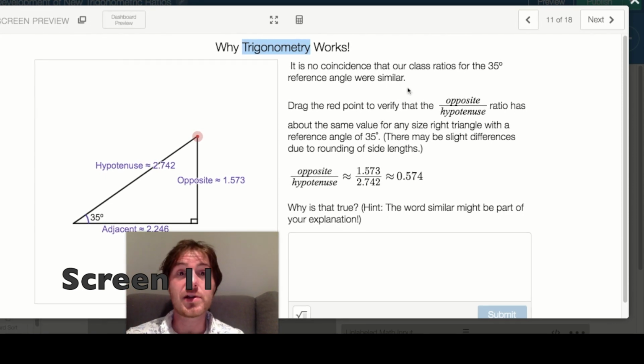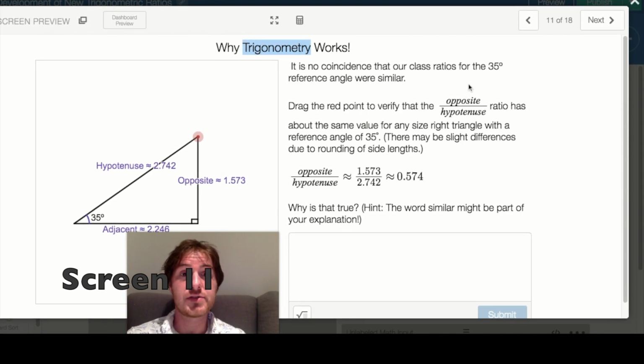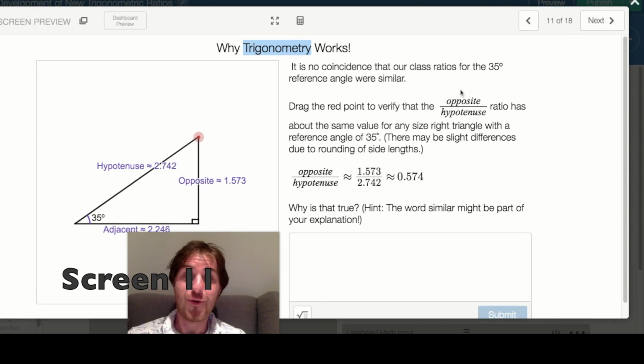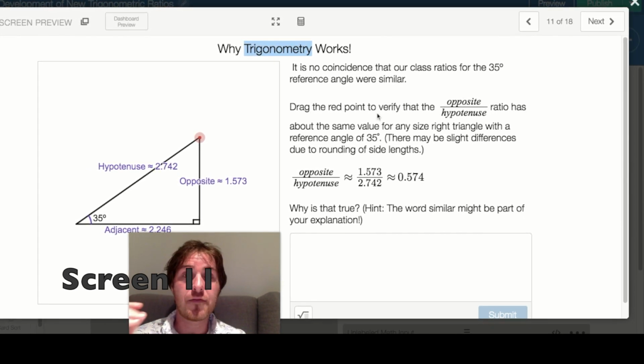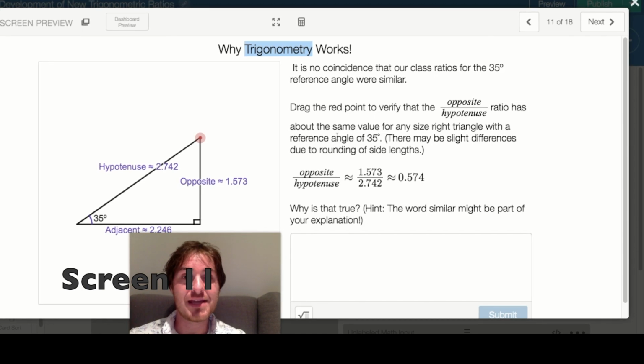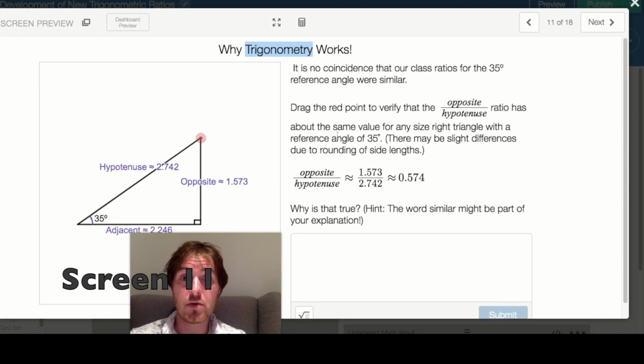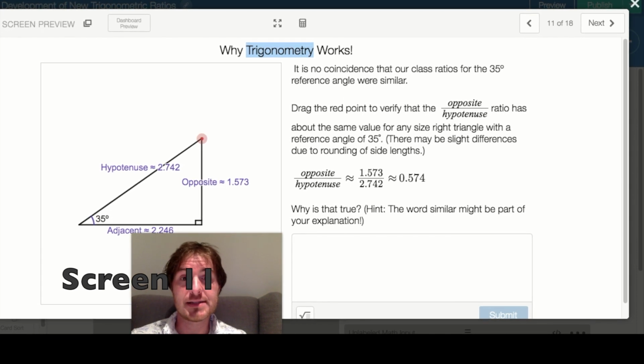So anyways, it's no coincidence that our class ratios for the 35-degree reference angle were all similar. Hopefully they're all the same because the triangles are similar. Drag the red point to verify the opposite over hypotenuse ratio has about the same value for any sized right triangle with a reference angle of 35 degrees. There may be slight differences due to the rounding of side lengths.